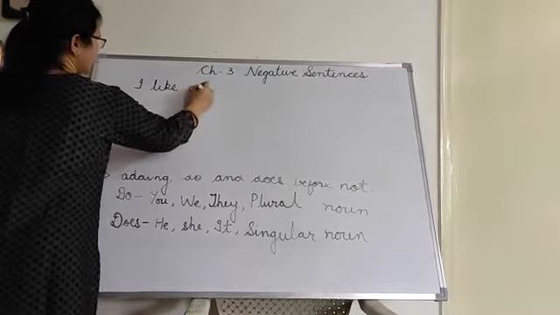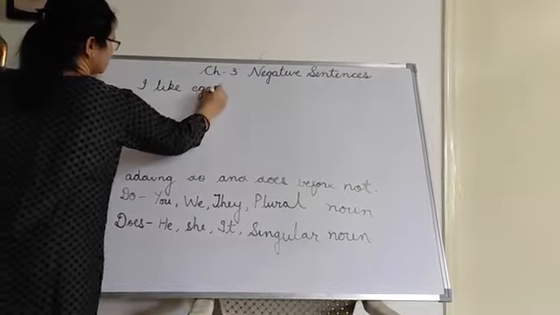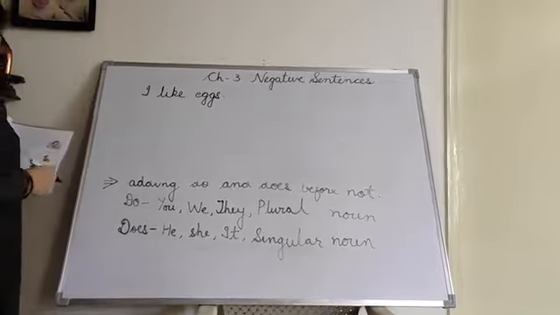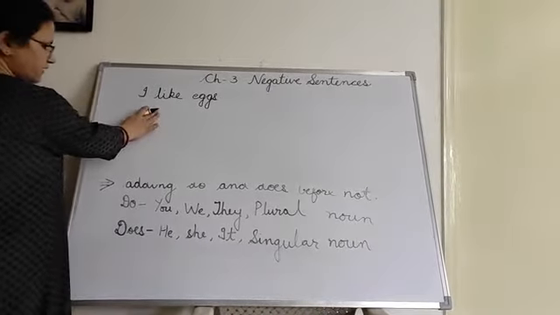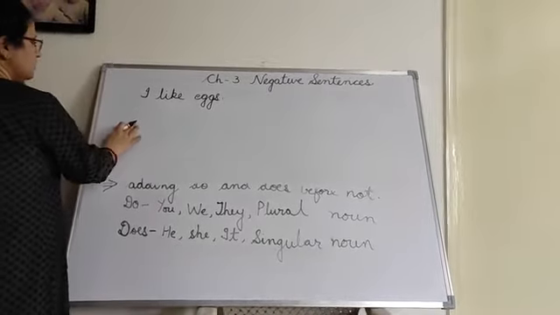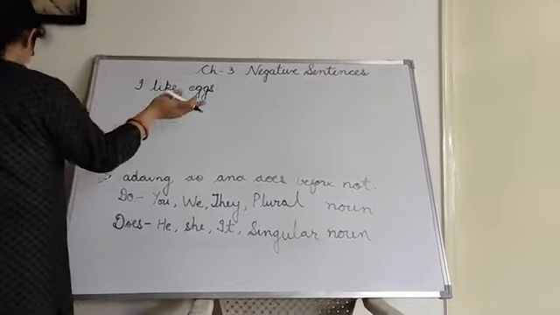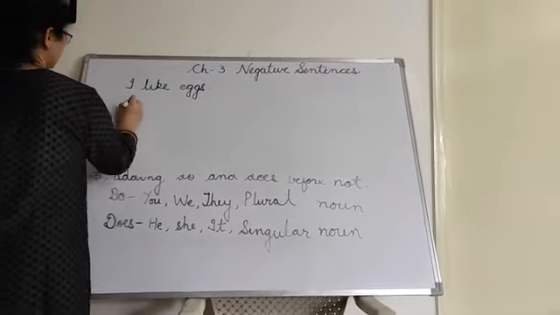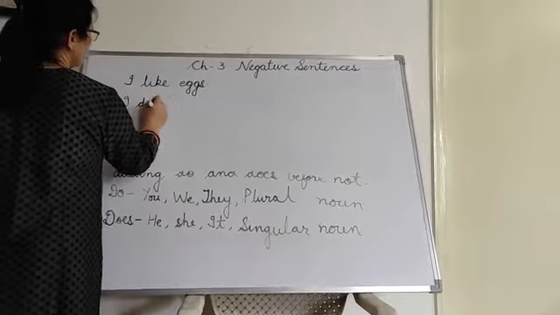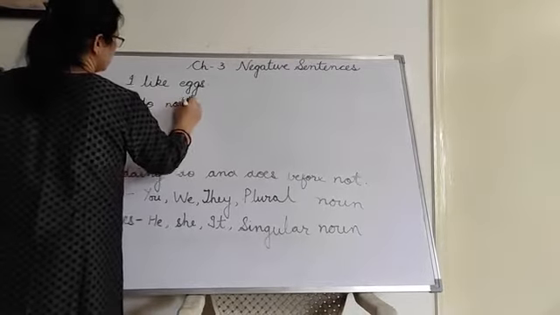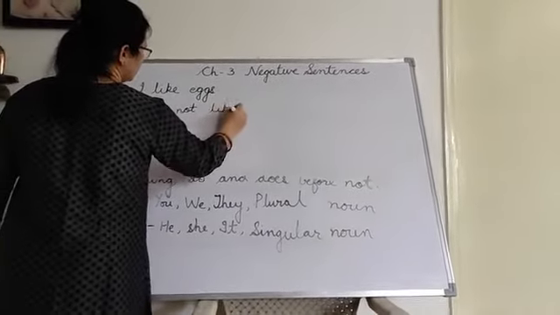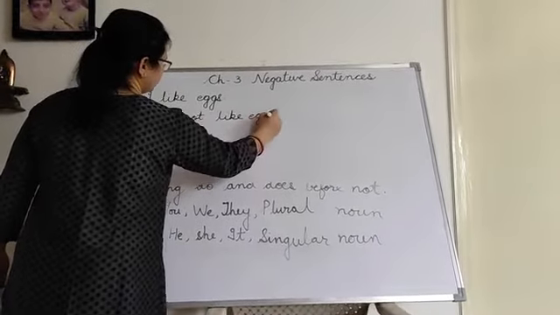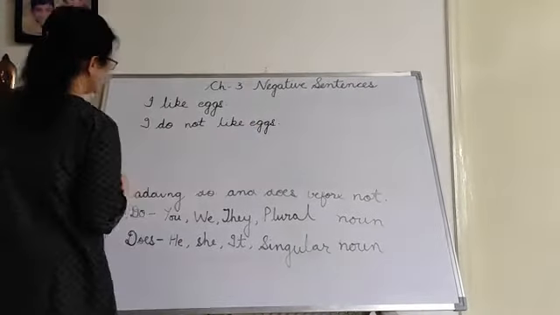I like eggs. Now, what will you use here? It's a positive. And how will you change it into negative? I do not like eggs. Understood?